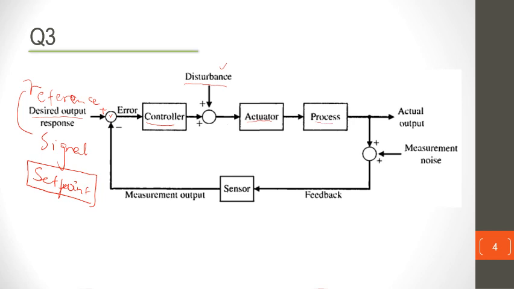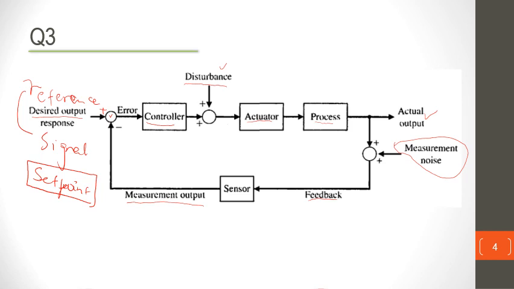And then the process would generate an output signal, and the output signal would be sampled by a feedback sensor. So this becomes your feedback. The sensor would measure the output, but in the process of measuring there is bound to be some measurement noise, and this measured output goes back to generate the error signal. So that's basically how the feedback loop operates.